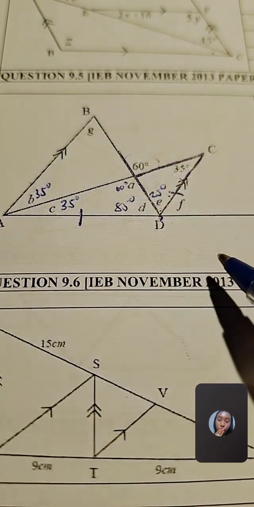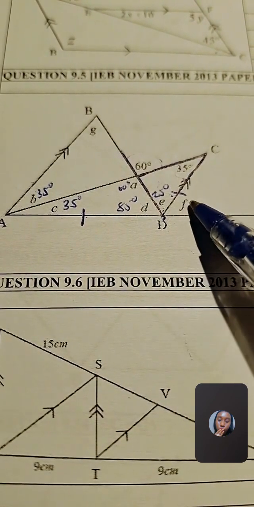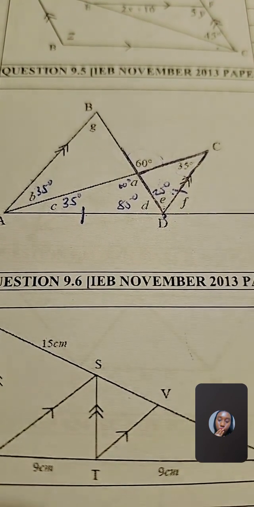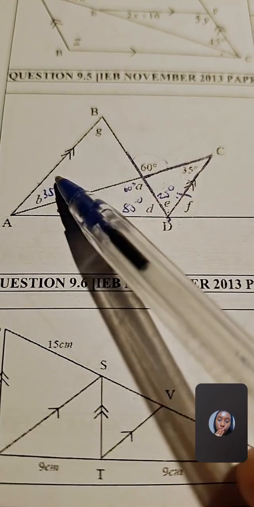Yeah, because 85 plus 25, you get 110. And then plus what gives you 180? It's 70, so that's why F is 70. Or you can look at it another way.